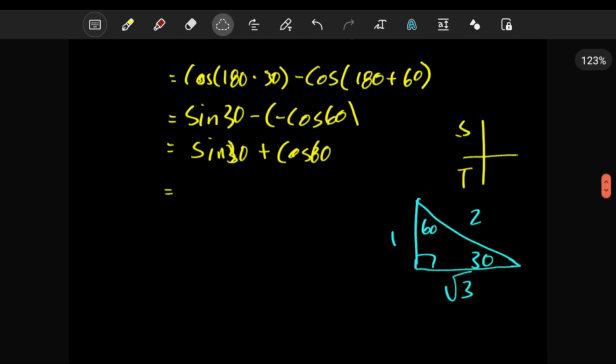Cos 30 is a half, as we already know. So this is cos 60. Cos 60 is adjacent over hypotenuse. So it's like a half plus a half.